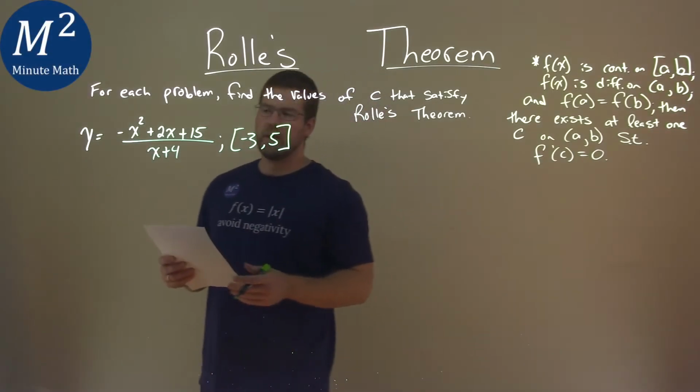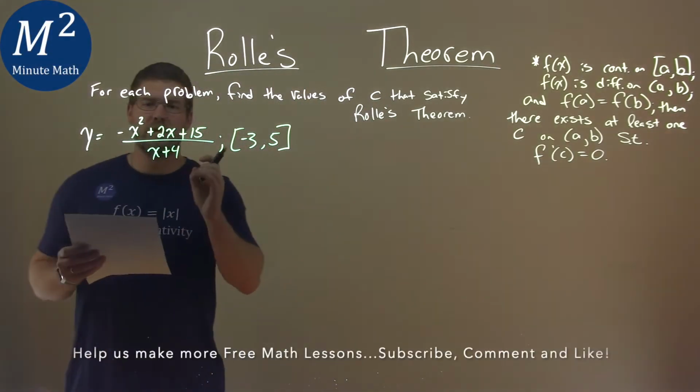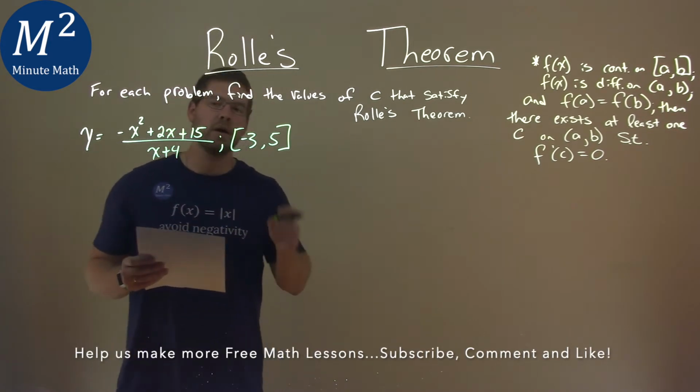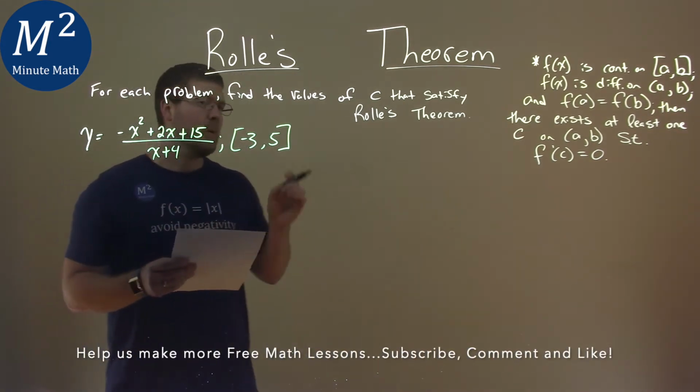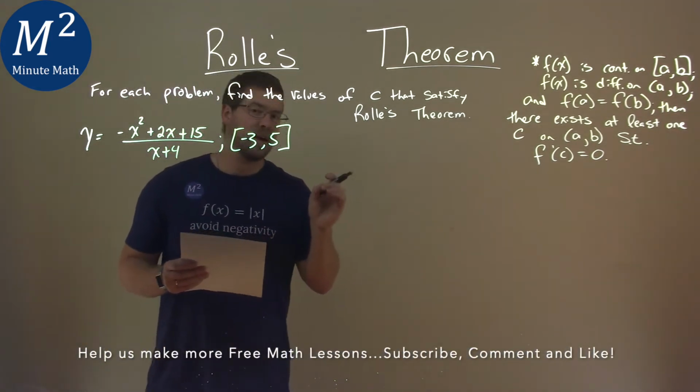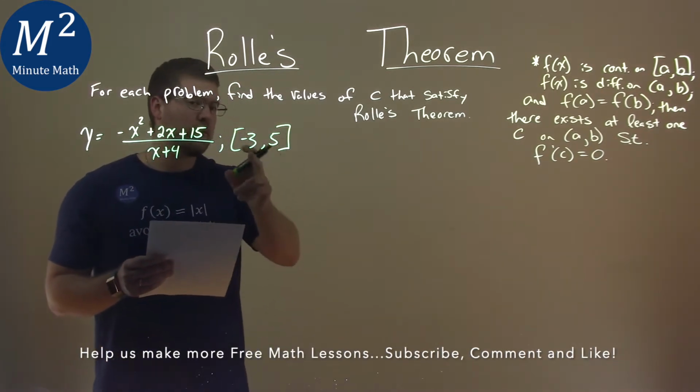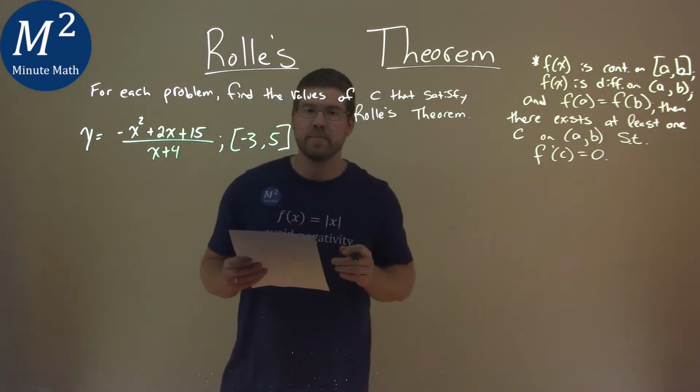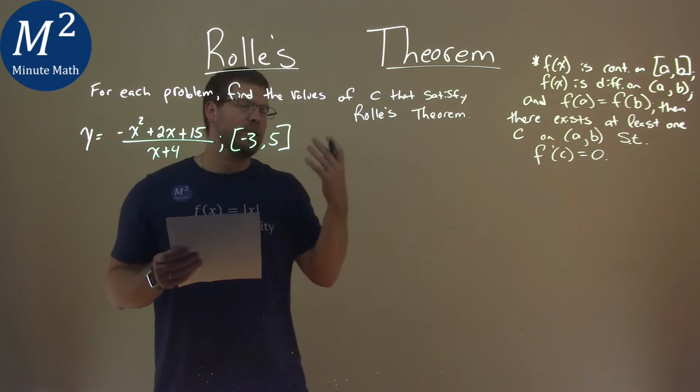We're given this problem right here, y equals negative x squared plus 2x plus 15 over x plus 4, and we have to find the values of c that satisfy Rolle's theorem on an interval from negative 3 to 5. Well, does our function satisfy Rolle's theorem?